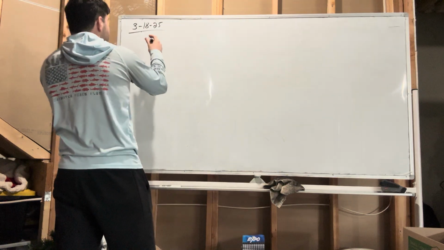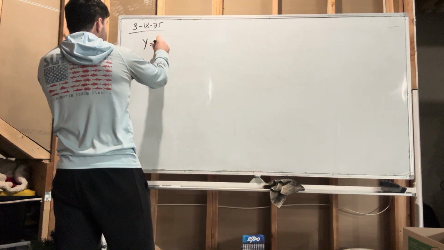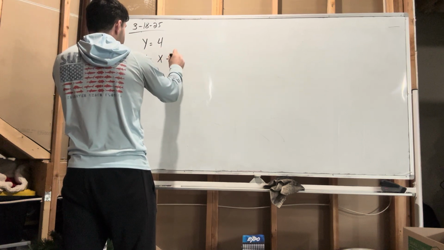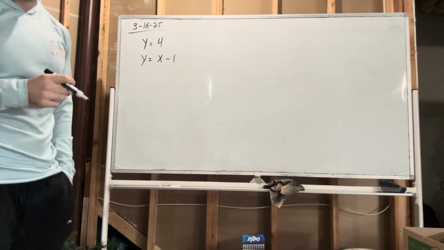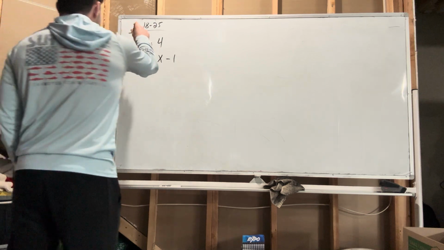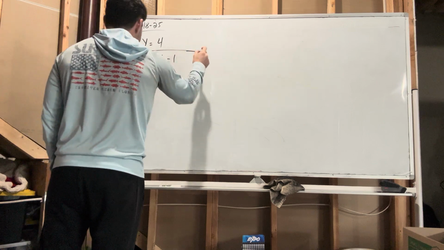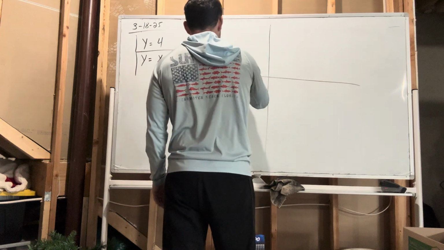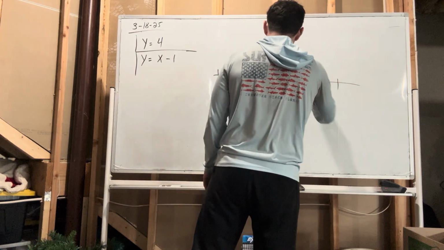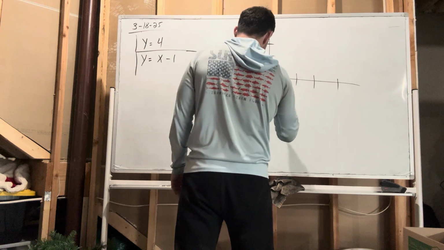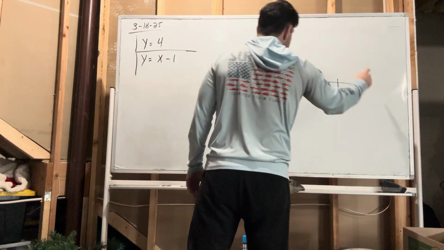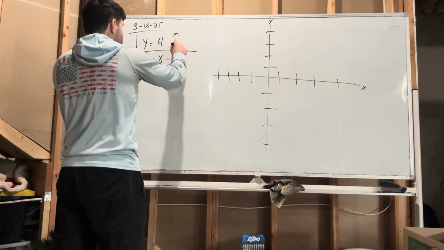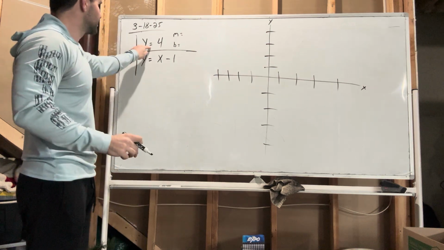Let's go, y equals 4 and y equals x minus 1. Okay, so once again, we're going to split this guy up. Let's make our graph. So we're solving all by graphing. Y equals mx plus b. Well, this just says y equals b.